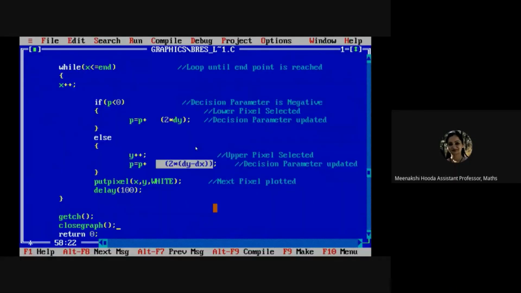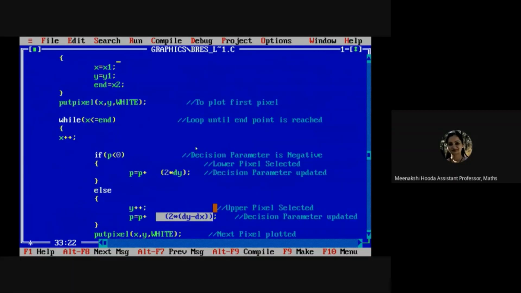So this is the line that will be generated using Bresenham's line drawing algorithm. So this is how this algorithm works, and this is how we can implement it in language C. So this is the program related to this.